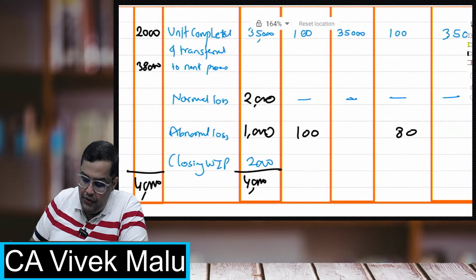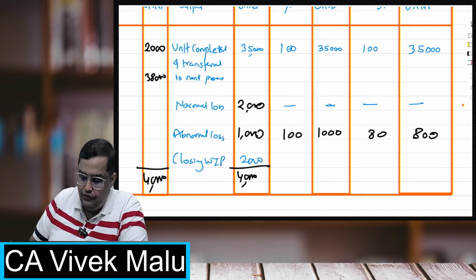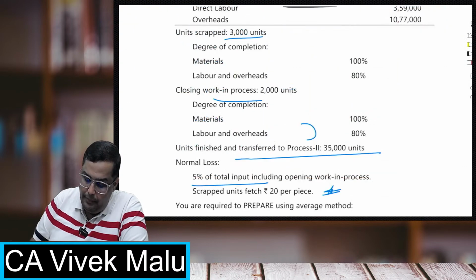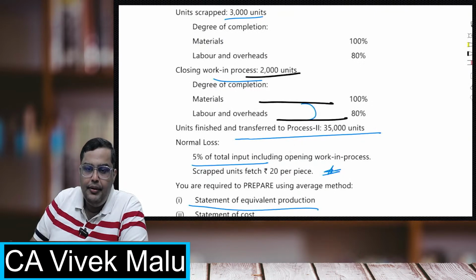What do you mean by that? 1,000 units was in the abnormal loss, so 1,000 into 100% is 1,000, and 1,000 into 80% will be 800 units. So we have to keep on multiplying and get the percentages. And with respect to closing WIP, I'm having 2,000 units which are 100% complete in terms of materials and 80% in terms of labor and overheads.